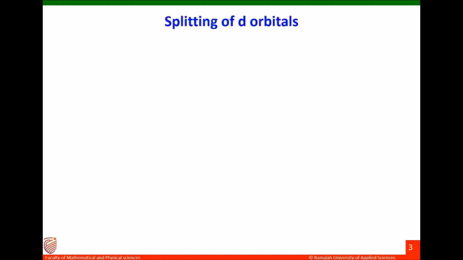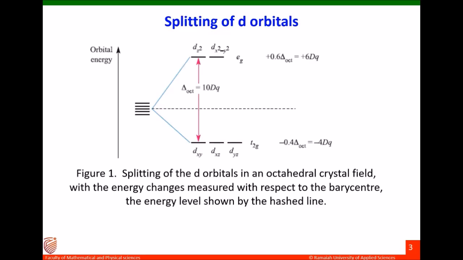We studied the splitting of d orbitals in the previous video lectures, and the splitting in an octahedral field is shown in this figure. So this shows the splitting of d orbitals in an octahedral crystal field, with the energy changes measured with respect to the barycenter, the energy level shown in the hashed line. We studied the factors affecting the value of delta octahedral in the previous video lectures.